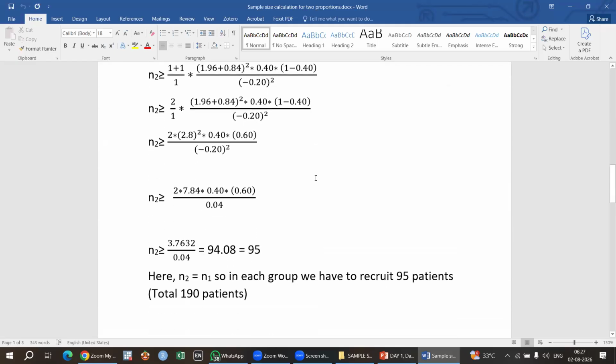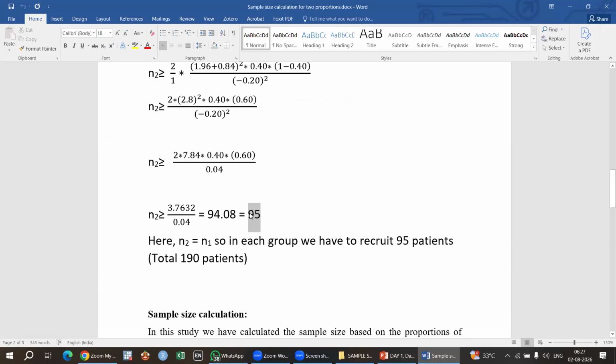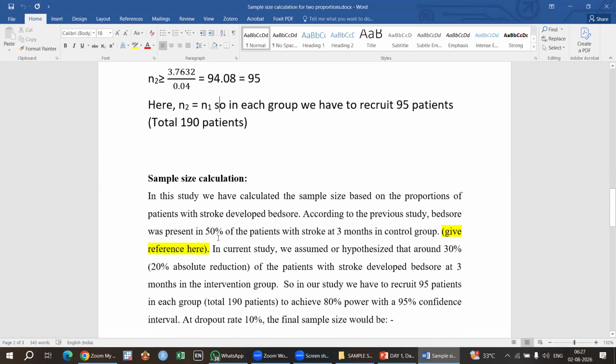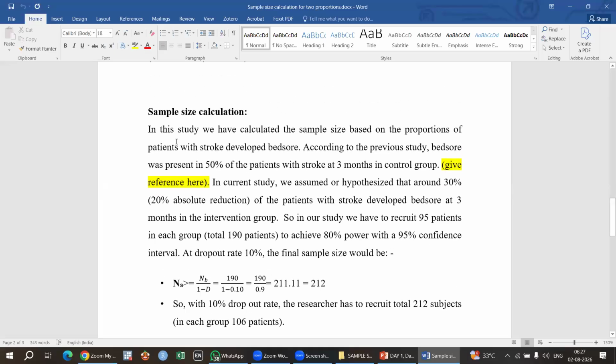Then what do you have to calculate? We are getting this N2, and we know N2 is equal to N1. So in each group we have to recruit 95 patients, total 190 patients. And this is the sample size calculation formula.